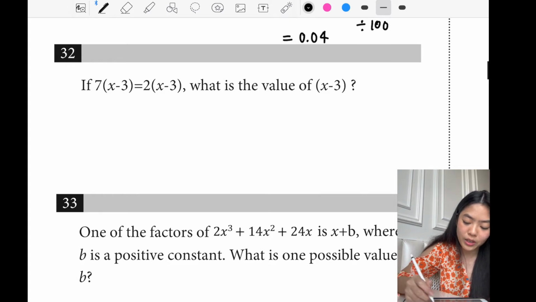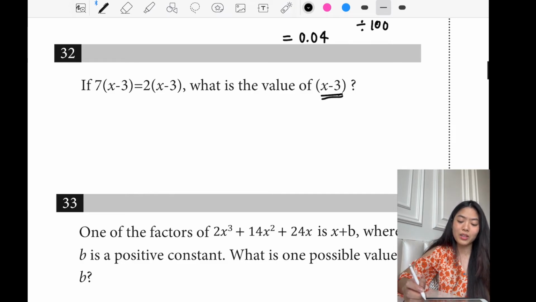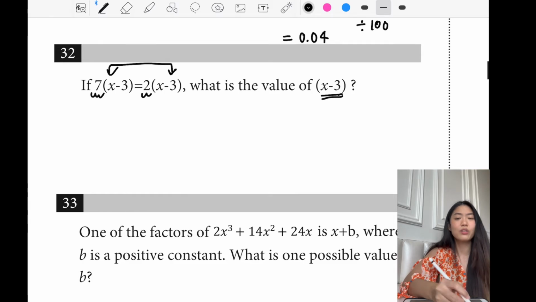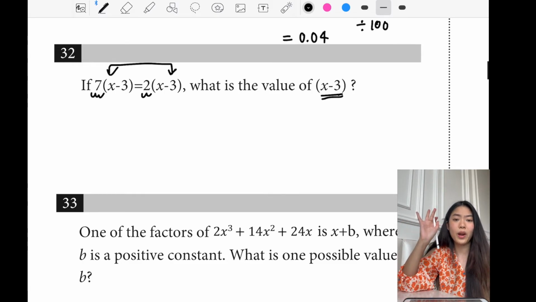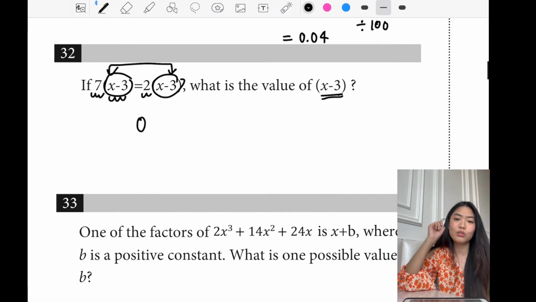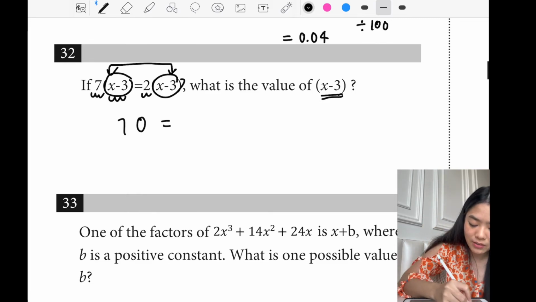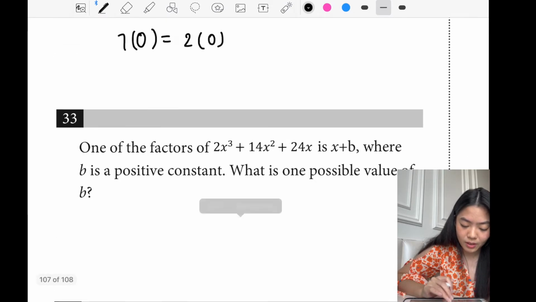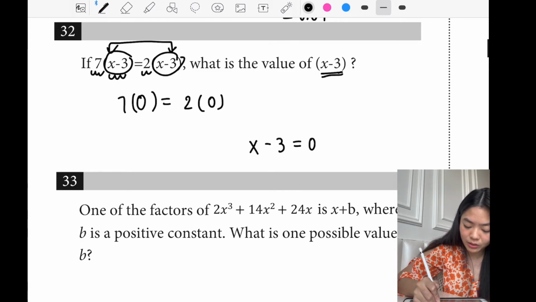Next, 32. If 7(x minus 3) equals 2 times (x minus 3), what is the value of x minus 3? So from here, 7 and 2 are different, but these two values are equal to each other, so there is no value you can plug in for x to make them equal, except if this whole thing is equal to 0, because 7 times 0 equals 2 times 0. Therefore, x minus 3 is equal to 0.